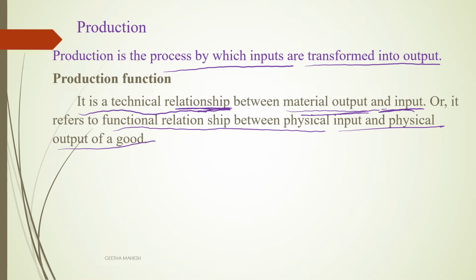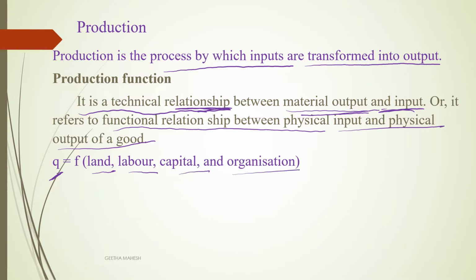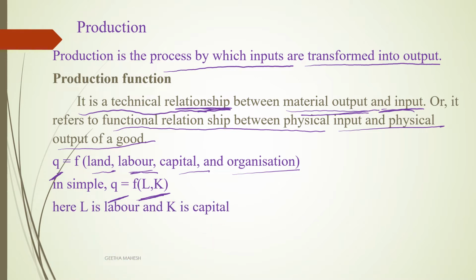This production function can be expressed as quantity. Q stands for output. Output is a function of land, labor, capital, organization. Or in a simple form, we can say quantity is a function of labor and capital, where K stands for capital and L stands for labor. We are making an assumption that we are going to use two inputs, labor and capital, and that technology is given or remains constant.